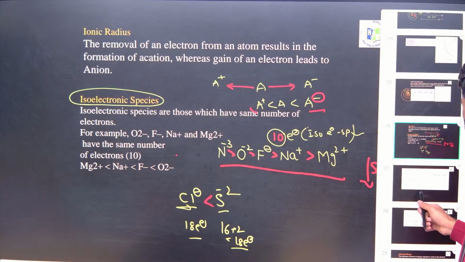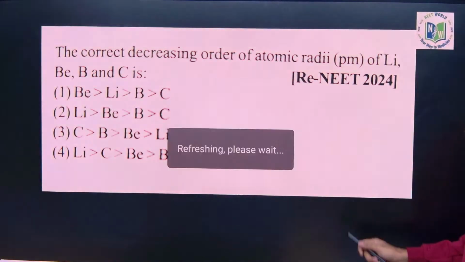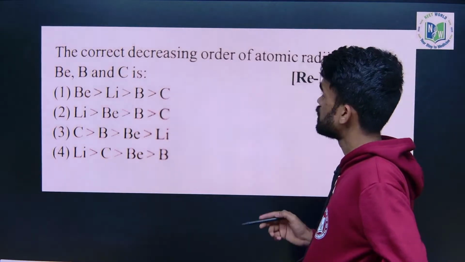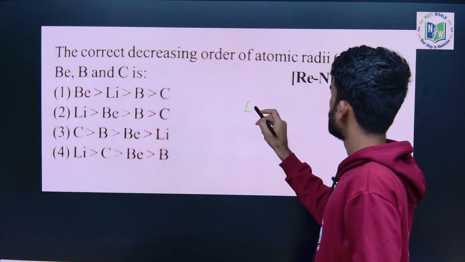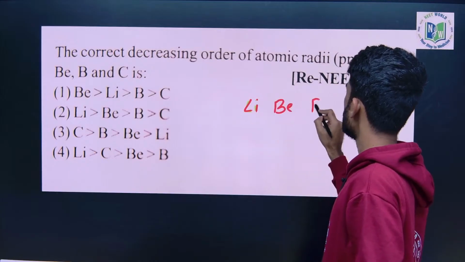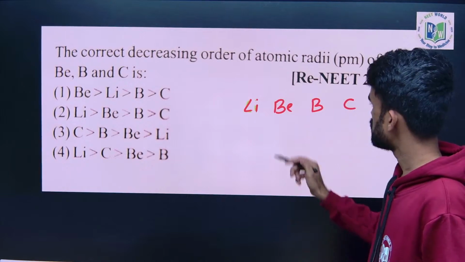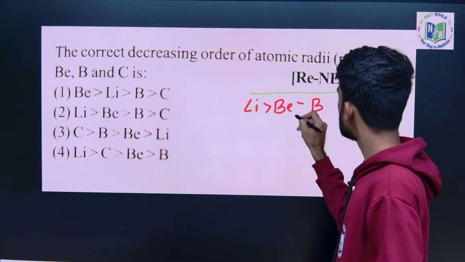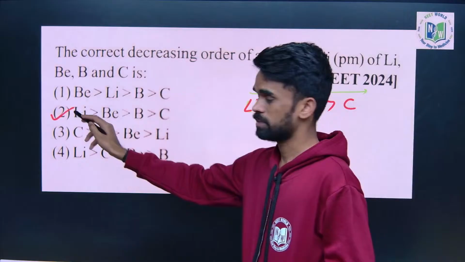Let's solve a few questions. Answer this: the correct decreasing order of atomic radii. Li, Be, B, C. How are those elements arranged? Do they belong to a period or a group? Period. Same period elements. So how can you arrange? Lithium, beryllium, boron, carbon. If you go from left to right, size decreases. So the larger one is like this. So which option do we have? Second one. That's it.